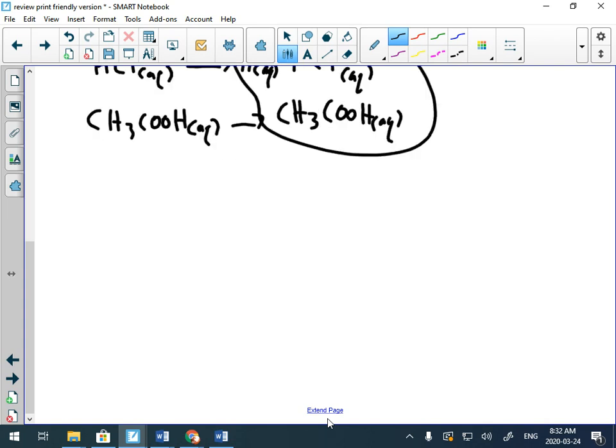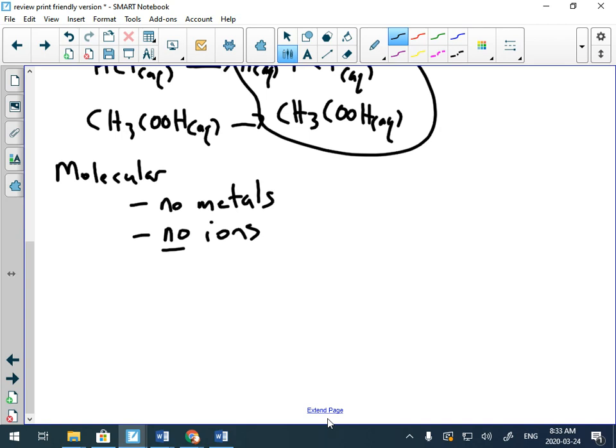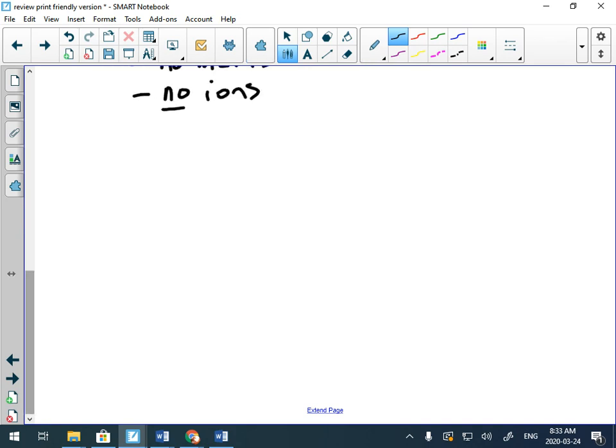Okay, the third thing is moleculars, and these are tricky. Moleculars aren't acid, they aren't base. Okay, they have no metals. They don't form ions. So no charged particles occur when you have a molecular. And sadly, you have to memorize 2 different groups of moleculars, and those are sugars and alcohols.